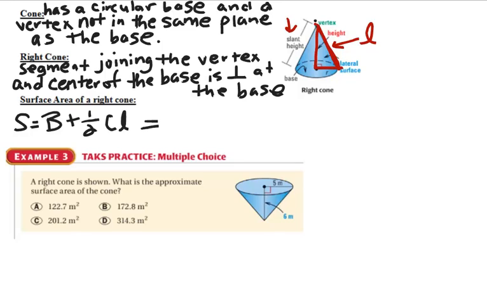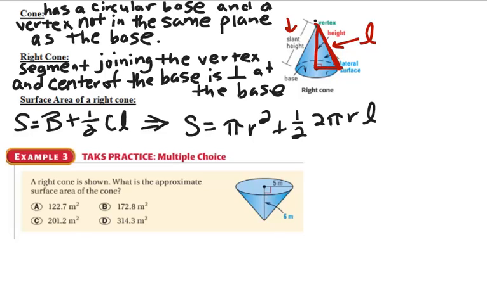So let's look into this formula just a little bit further, though. We already know what B is, don't we? If I want the area of that base, it's a circle. So I'm going to get pi r squared, area of the base. Then I'm going to have 1/2 the circumference. Again, since this is a circle, instead of perimeter, it's circumference. So it's 2 pi r times the slant height, L.